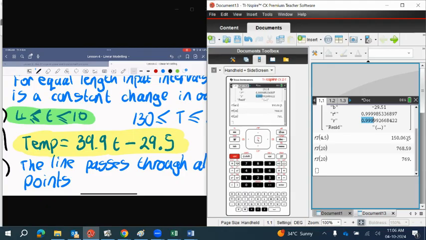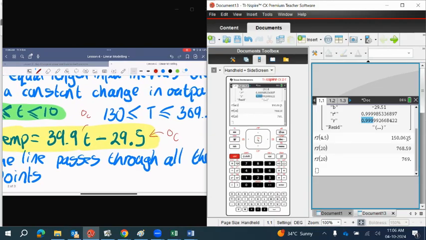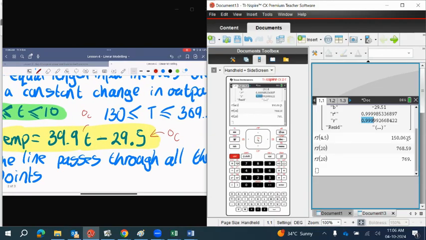So even the units. Our units here on this one has the units degrees centigrade. This one has the units degrees centigrade per minute. It's a compound unit.